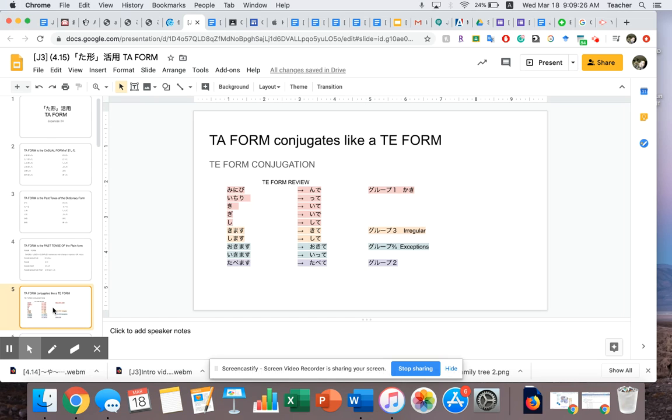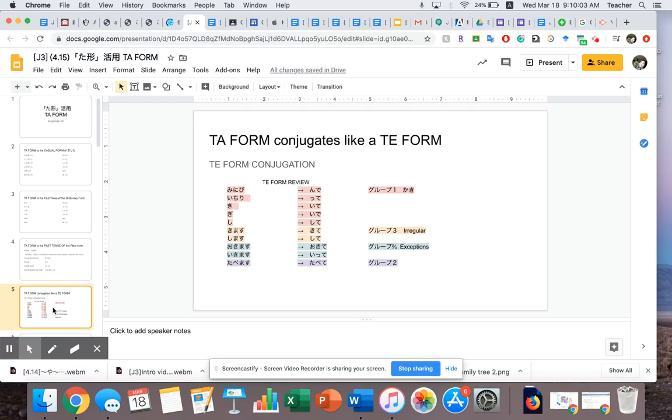So now, ta form conjugations. As it says right here, ta form conjugates just like the te forms. Isn't that exciting? Some of you like te forms, some of you do not. But if you can see right there, we're going back to the groups. We have group 1, group 2, and the irregulars. Right here, there's a group 3 and a group 2/3, but you can go ahead and ignore that. Group 1s are all the ones in the light red. Group 2s are all the ones in purple. The irregulars are yellow. And there are exceptions, which are in green.